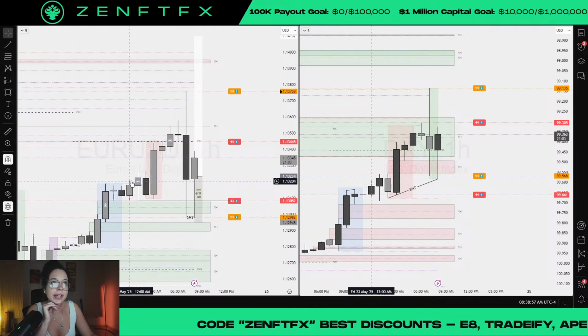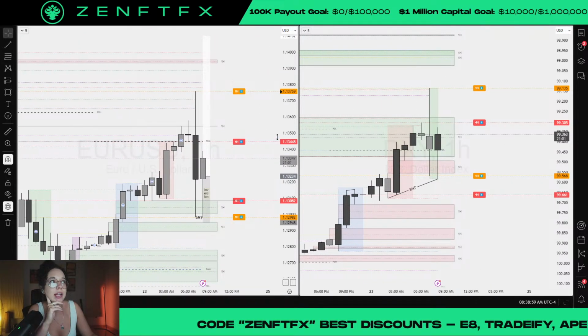But yeah, I like having these indicators and also using these fair value gaps. I will only look at higher time frame fair value gaps. I was looking at lower time frame fair value gaps and I was getting slayed, getting hit really hard on the lower time frames. And typically higher time frame levels are a lot stronger as well.